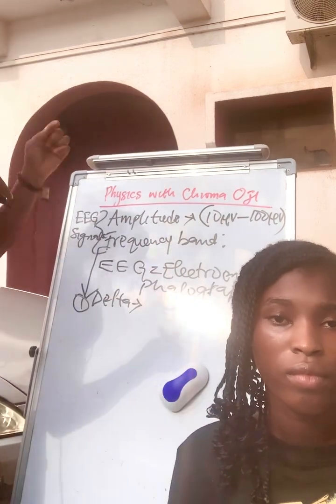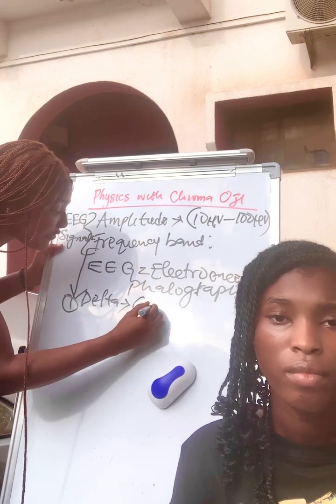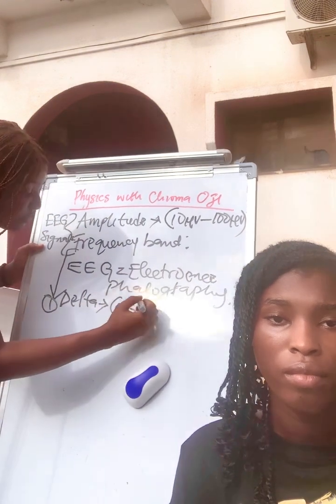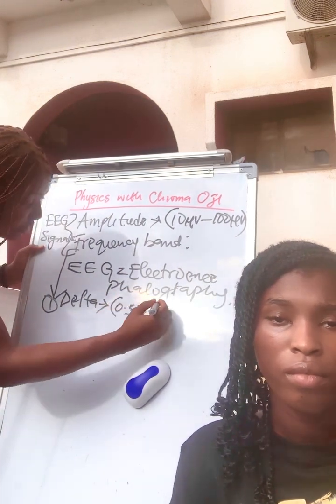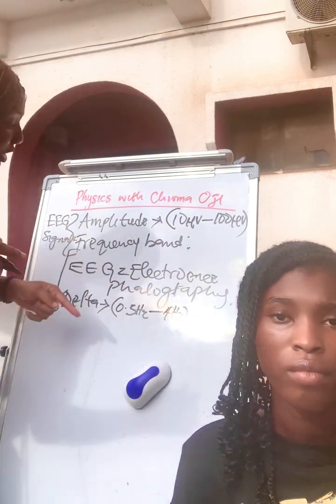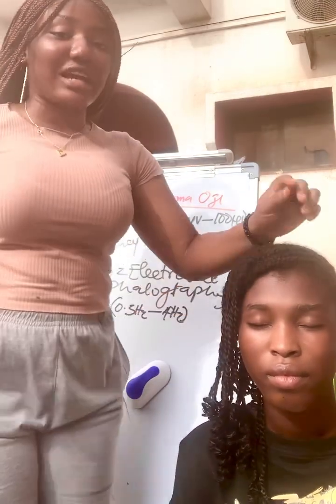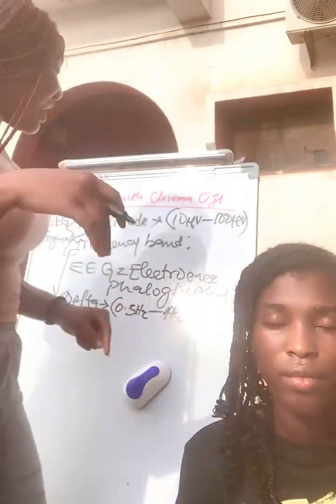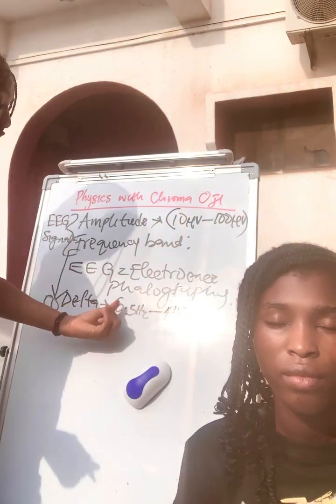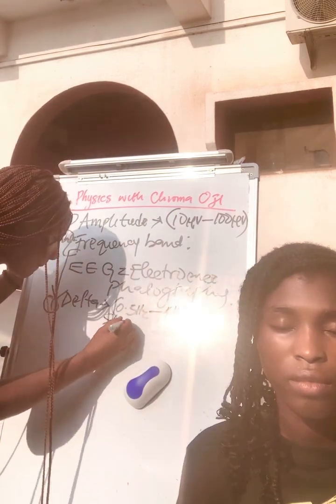In the delta stage, what happened? The frequency of the delta stage is within 0.5 Hz to 4 Hz. At this stage, close your eyes as if you're sleeping. Yes, you can see she's sleeping and she's not aware. So at this stage where she's sleeping, her frequency is within 0.5 Hz and 4 Hz.